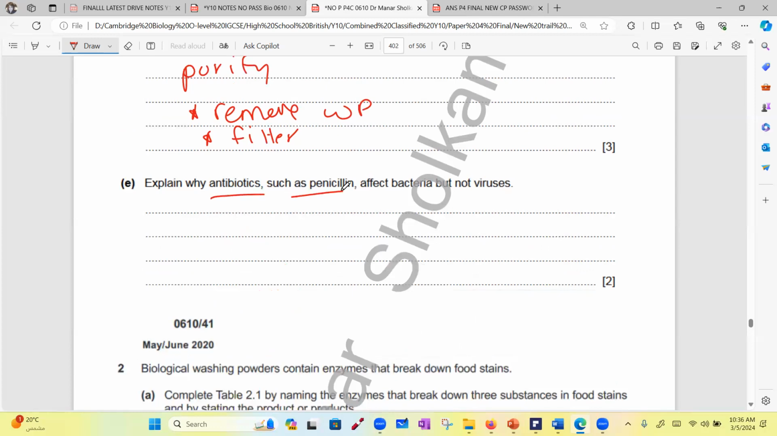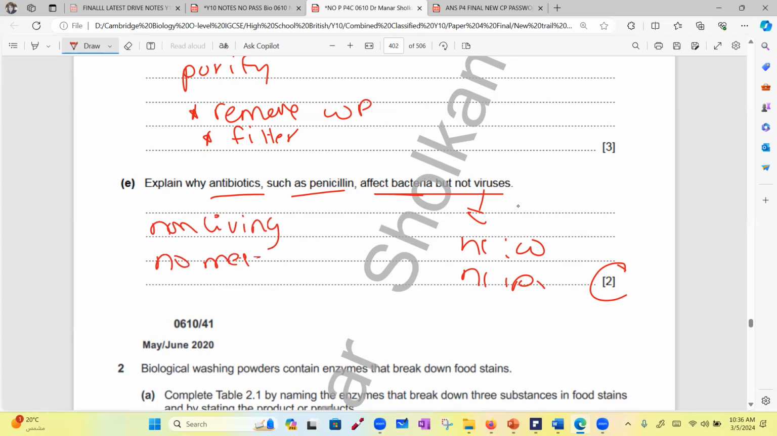Explain why antibiotics such as penicillin affect bacteria but not viruses. Now, this is a very old question. Exactly. No cell wall. I want another answer, 2 marks. They're non-living, no cell wall. The viruses, they don't do respiration. There's no metabolic activity in the virus except when it is inside a cell. Okay? So the virus has no cell wall, no protein synthesis. It does not reproduce except when it is inside a cell. It is non-living. It has no metabolic reactions. Good?